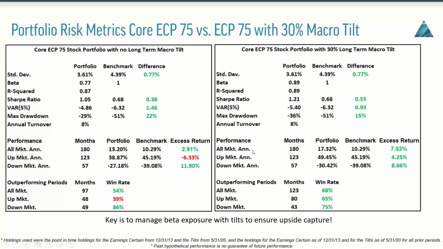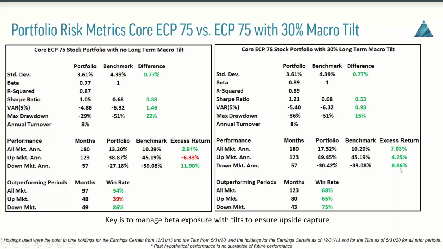But you can see that the difference in your all market annual return over those 180 months is now an excess return of 7% versus 2.91. And then we manage that upmarket annual return for those 123 periods. That excess return now goes positive 4.25. So all we're doing is we're bringing that beta up from 0.77 to 0.89. When we do that, we increase our Sharpe ratio. We do it smart. We will talk about this in a couple weeks, how we do this. But you can see that the results here speak for themselves.